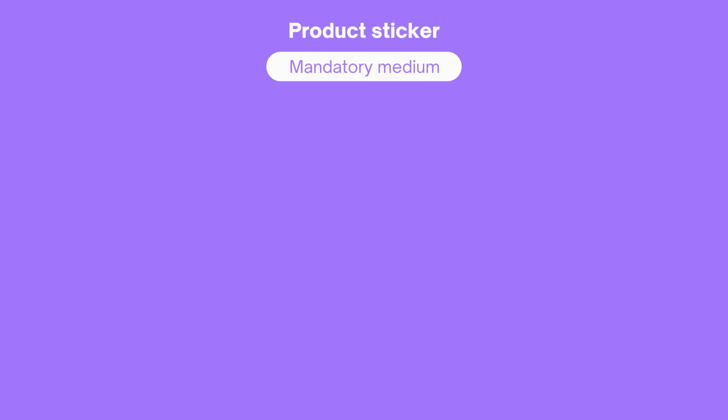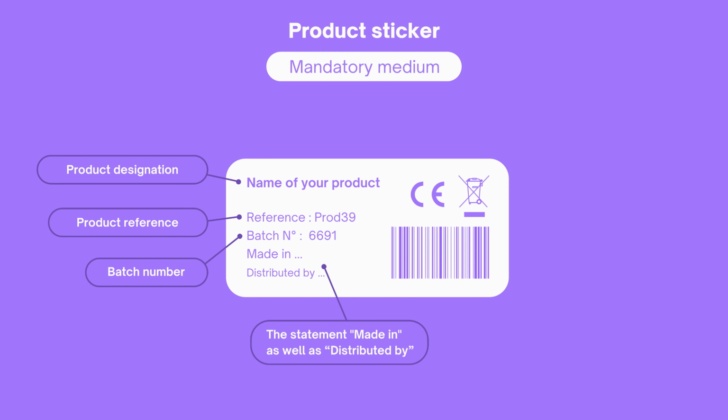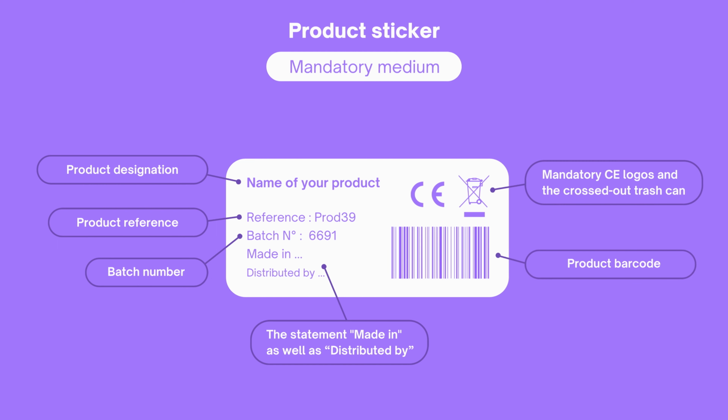In addition to packaging, we also create stickers for your product. These stickers are mandatory and include several elements. Product designation, the batch number, which corresponds to the product order number, the product reference, the words made in as well as distributed by, the mandatory CE logos and the crossed-out garbage can, as well as the product's barcode if it has no packaging.